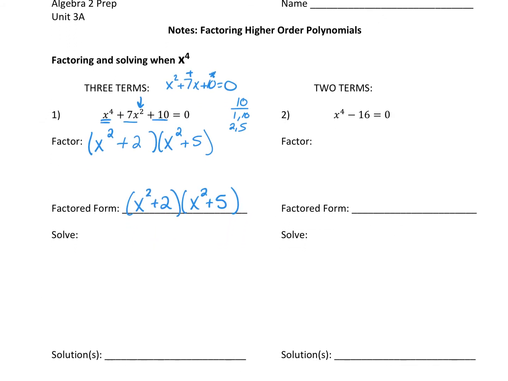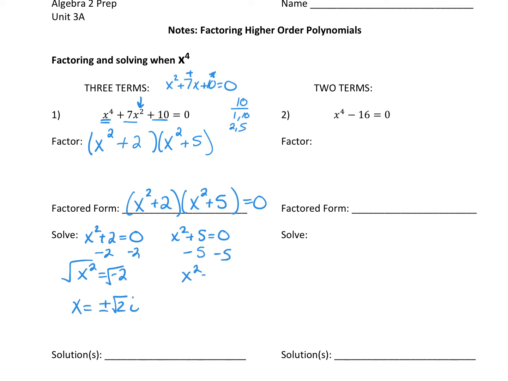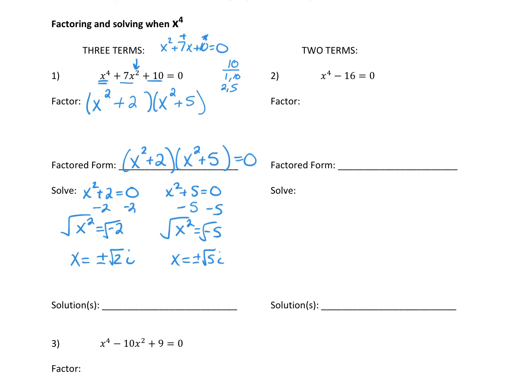Now to solve this, I would set each of my factors equal to 0 and solve. So we're going to get two sets of imaginary solutions. So I'm going to get plus or minus square root of 2i and plus or minus the square root of 5i. So my four solutions are going to be plus or minus i square root 2 and plus or minus i square root 5, either way.